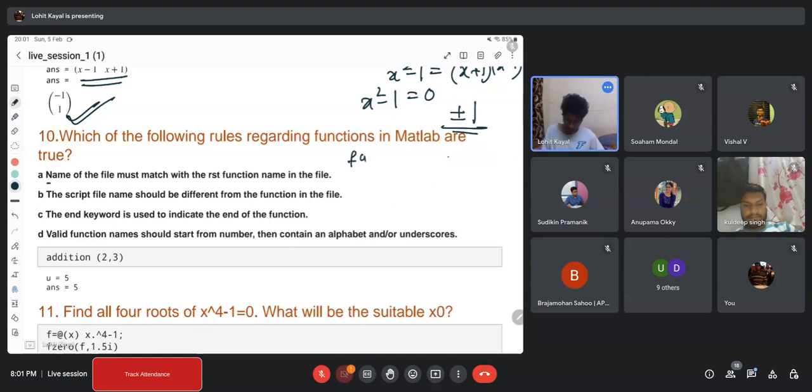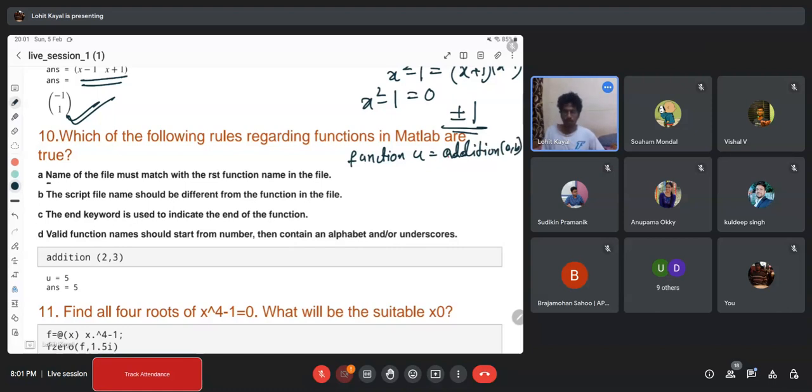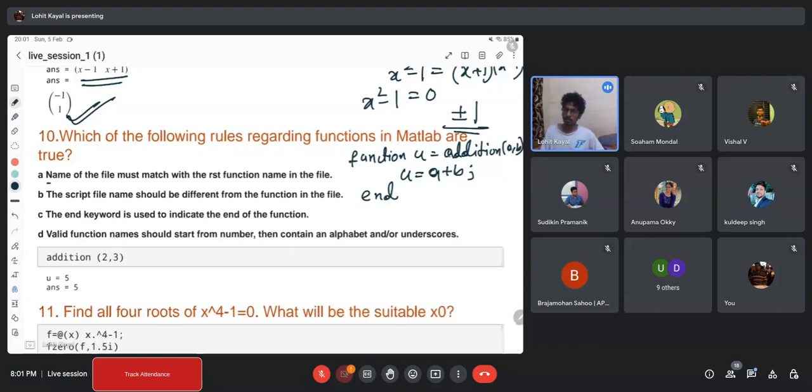What I did: function u equal to, here I have named the function addition. Let's write addition a comma b. Now write u equal to a plus b, semicolon, then end. Finish it here and save it. MATLAB will save the file as addition.m.